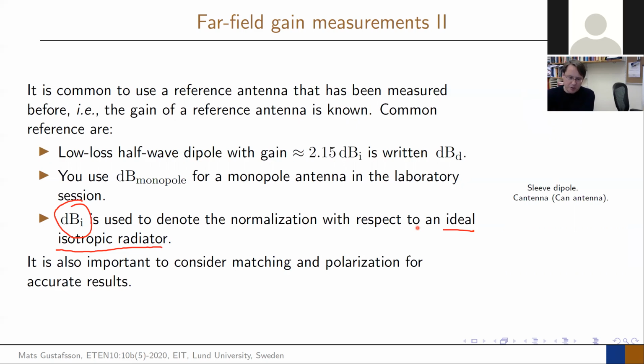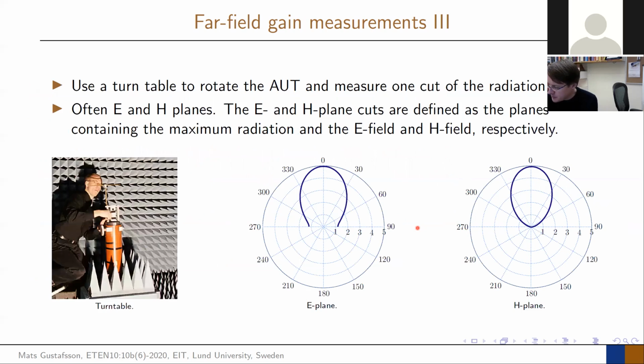And of course, to do this, it's also important to consider matching and polarization. So for example, if you measure your patch, you have a dipole, you have to make sure, of course, your dipole is first aligned with the transmitter and so on. And you have to align your own antenna also with these ones. And they have to be matched to get accurate results. So that is the units that you can get out.